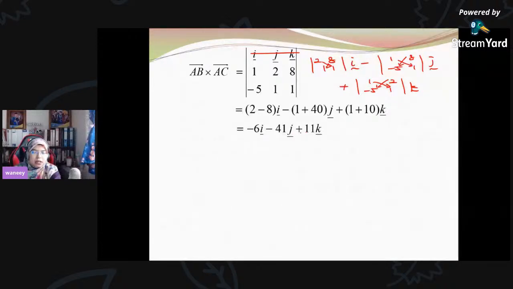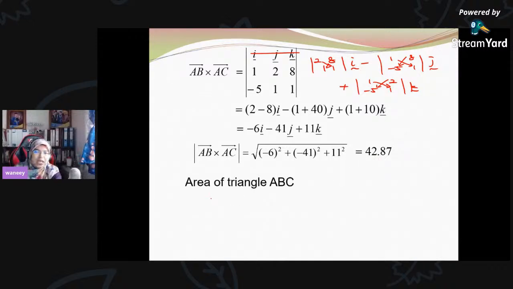So let us calculate what is its magnitude. The magnitude is (-6) squared plus (-41) squared plus 11 squared. So this is 42.87. Of course, we need to calculate the area of the triangle, so we need to times them with half. So the area of the triangle ABC is equal to half multiplied with 42.87. So the answer is 21.4 unit square.